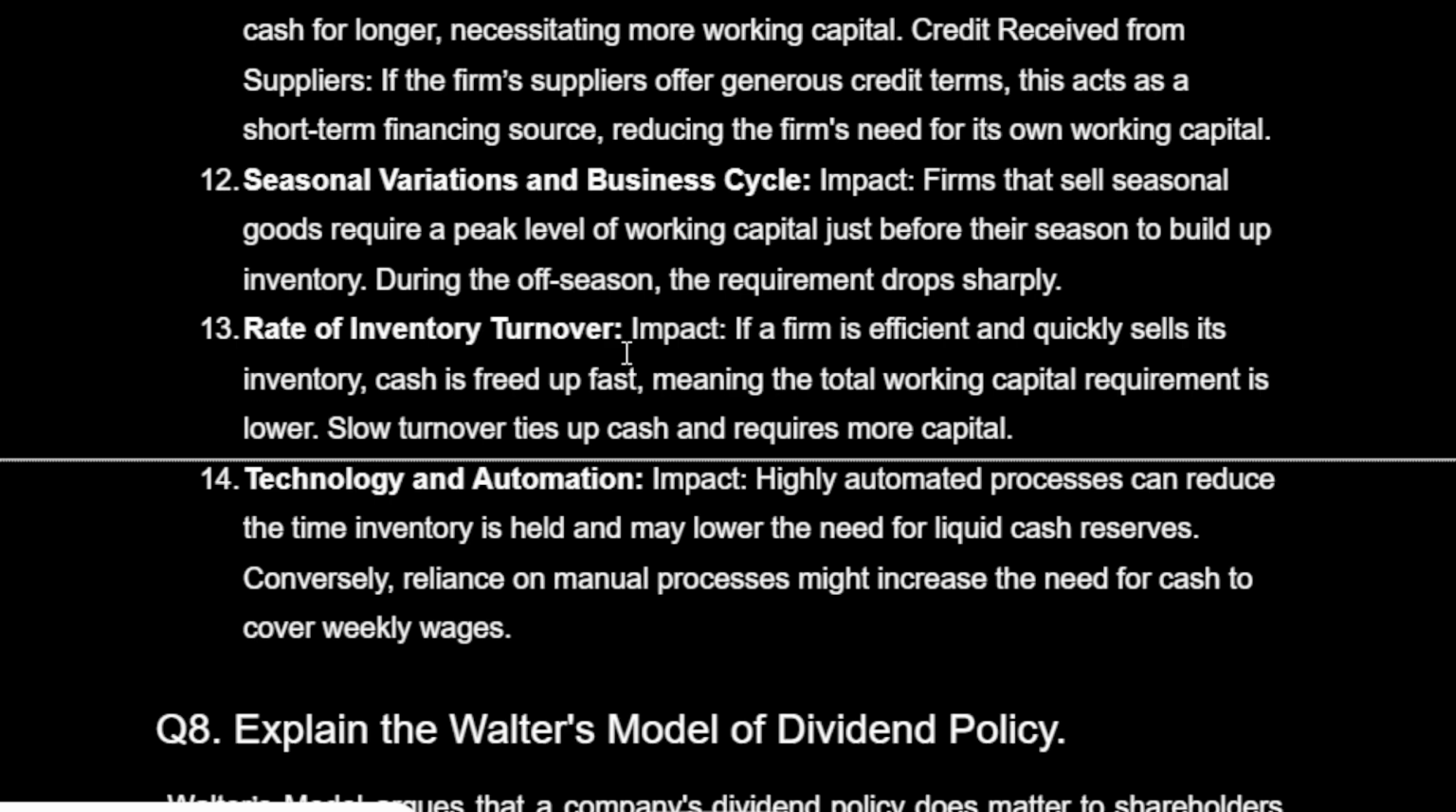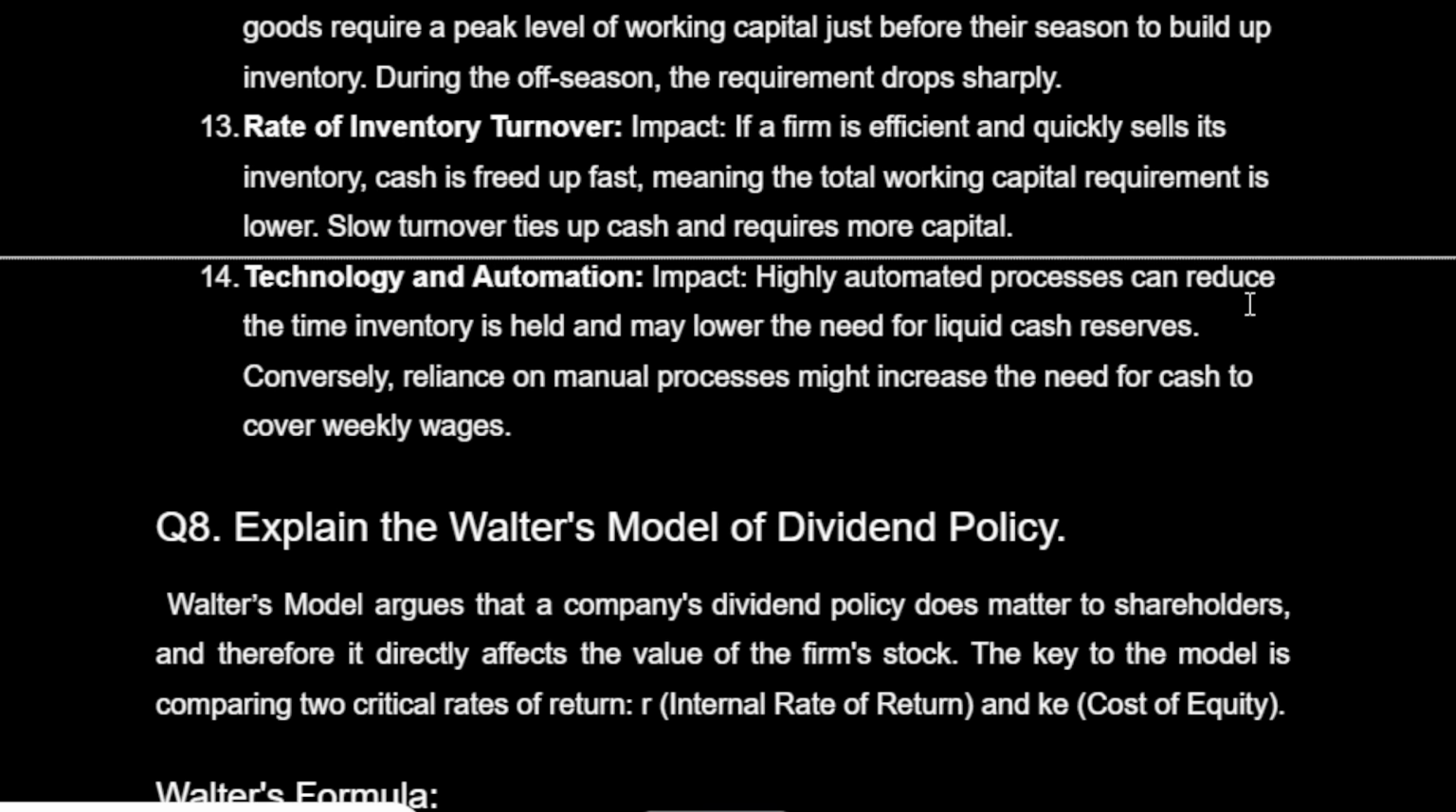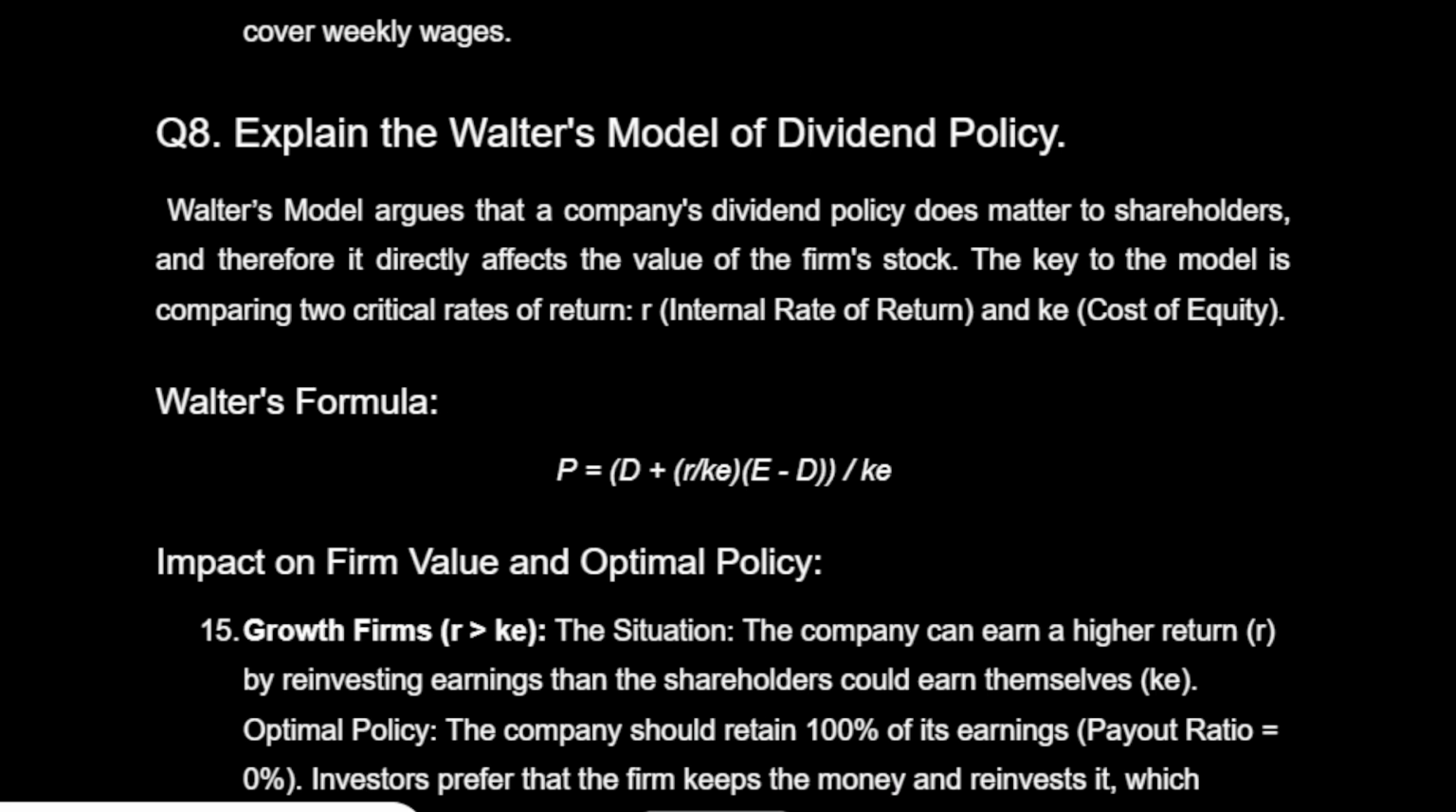Rate of inventory turnover. Impact. If a firm is efficient and quickly sells its inventory, cash is freed up fast, meaning the total working capital requirement is lower. Slow turnover ties up cash and requires more capital. Technology and automation. Impact. Highly automated processes can reduce the time inventory is held and may lower the need for liquid cash reserves. Conversely, reliance on manual processes might increase the need for cash to cover weekly wages.